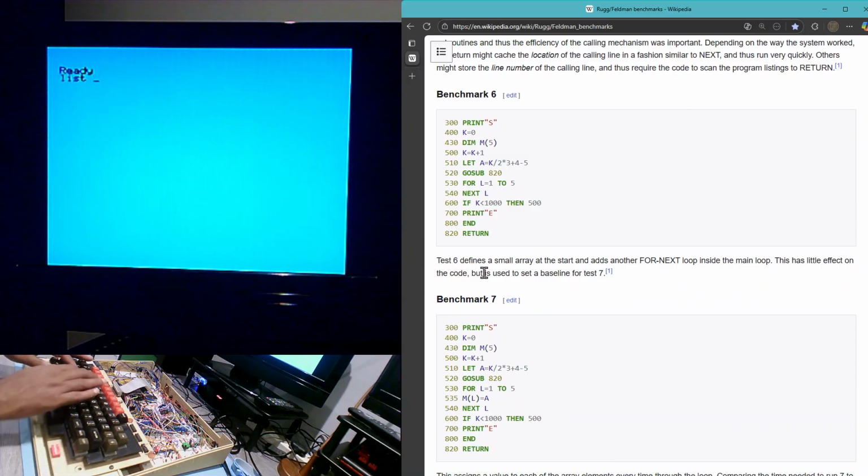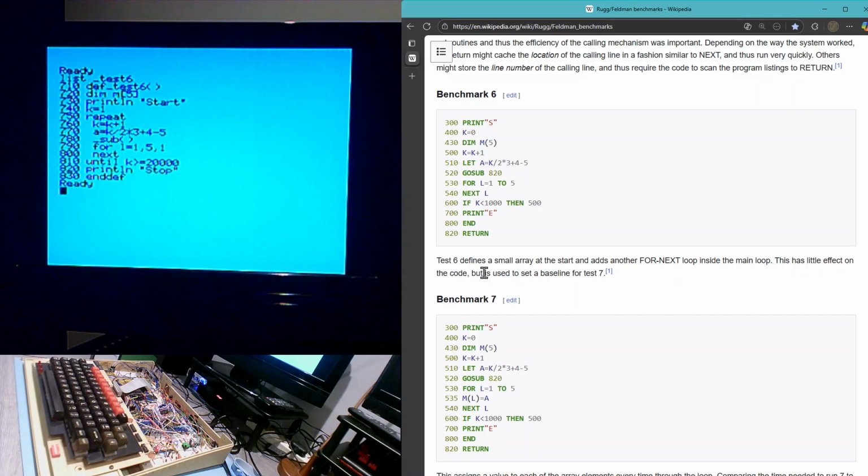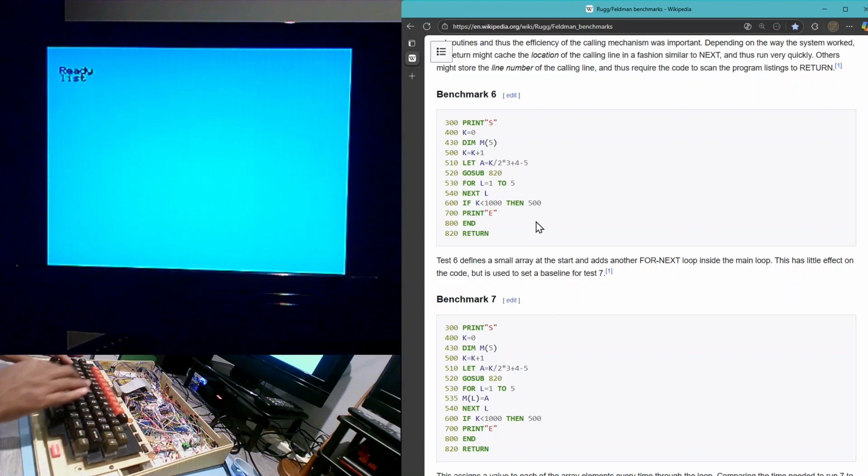So let's look at test 6. So now in test 6, we're dimensioning an array, we're doing some calculation with constants, we're going to a subroutine, which just returns. And then there's an empty for next loop. Okay, and that's what I'm doing here. So that's equivalence.